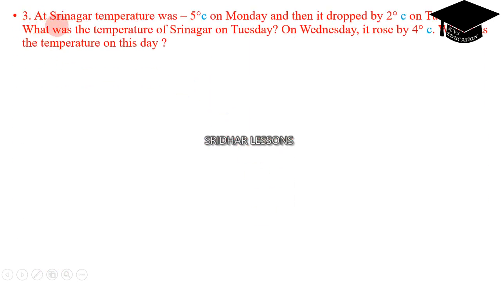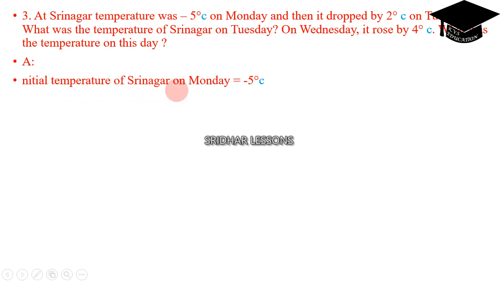Question number 3. At Srinagar, the temperature was -5 degrees centigrade on Monday and it dropped by 2 degrees centigrade on Tuesday. What was the temperature of Srinagar on Tuesday? And on Wednesday, it rose by 4 degrees centigrade. What was the temperature on this day? That means on Wednesday.